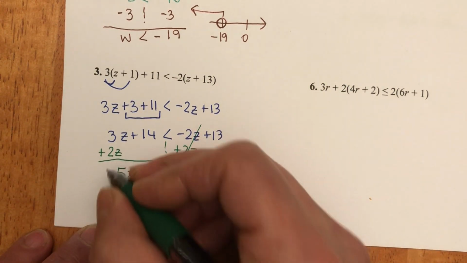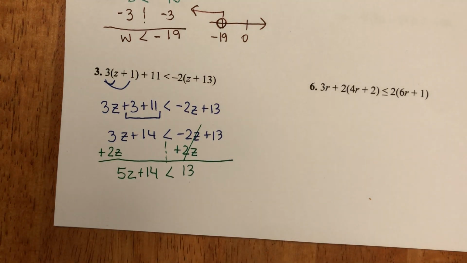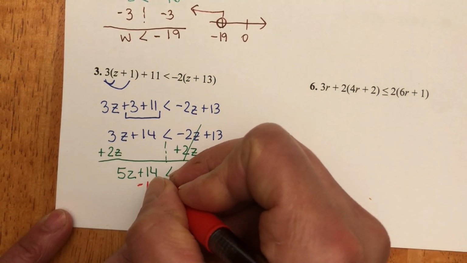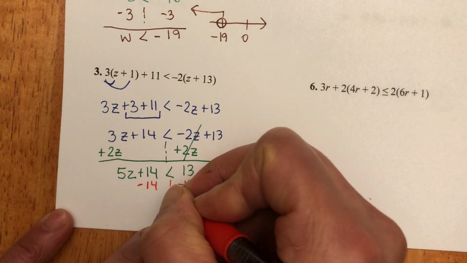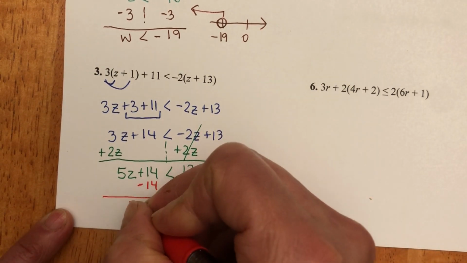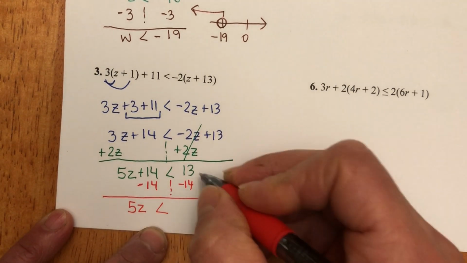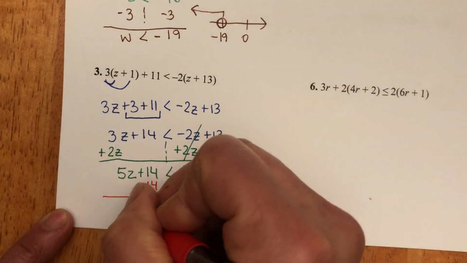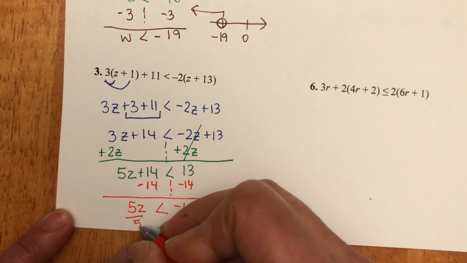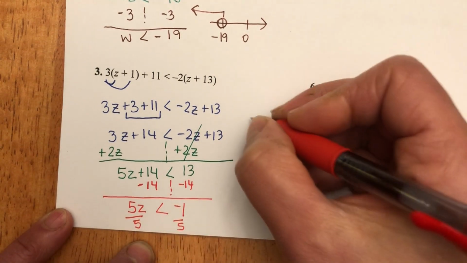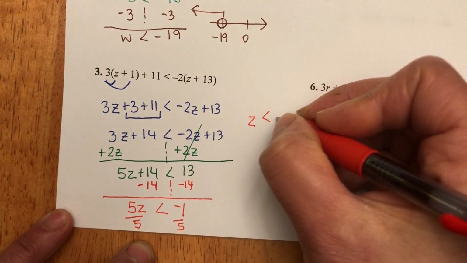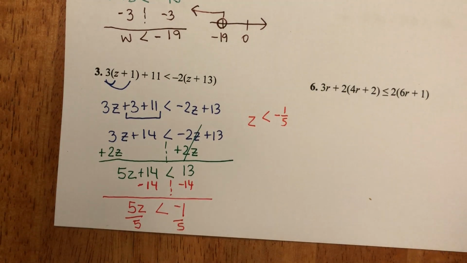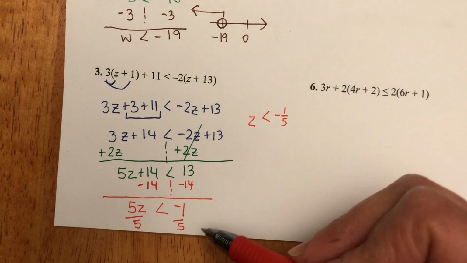I need to get this term by itself. Our steps yesterday said that I need to isolate the term with the variable. So I'm going to take away 14 from both sides. I have 5z is less than -1. And now I have to get rid of the 5, so I'm going to divide both sides by 5. My solution is that z has to be less than -1/5. Notice I did not have to switch the inequality sign because I divided by a positive number.